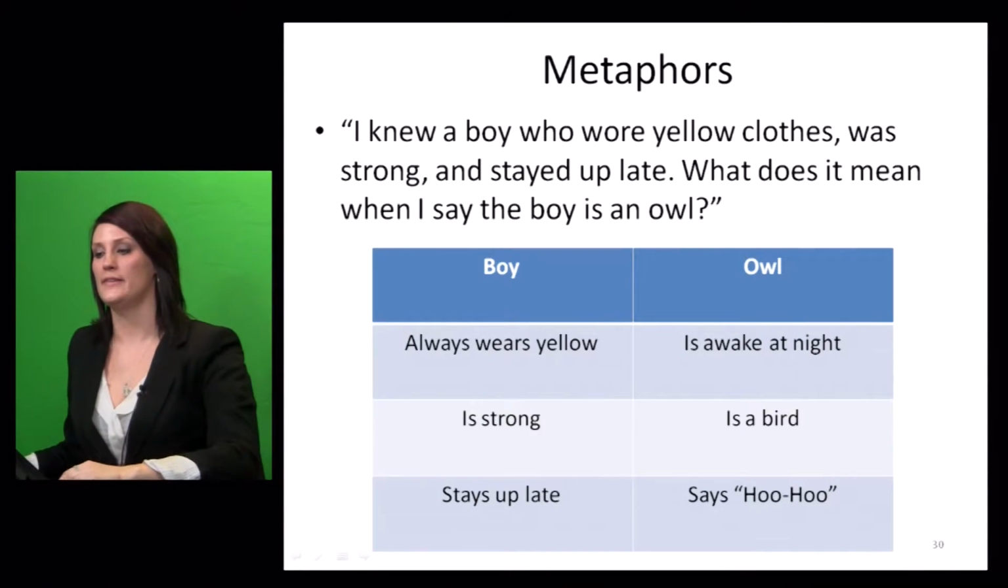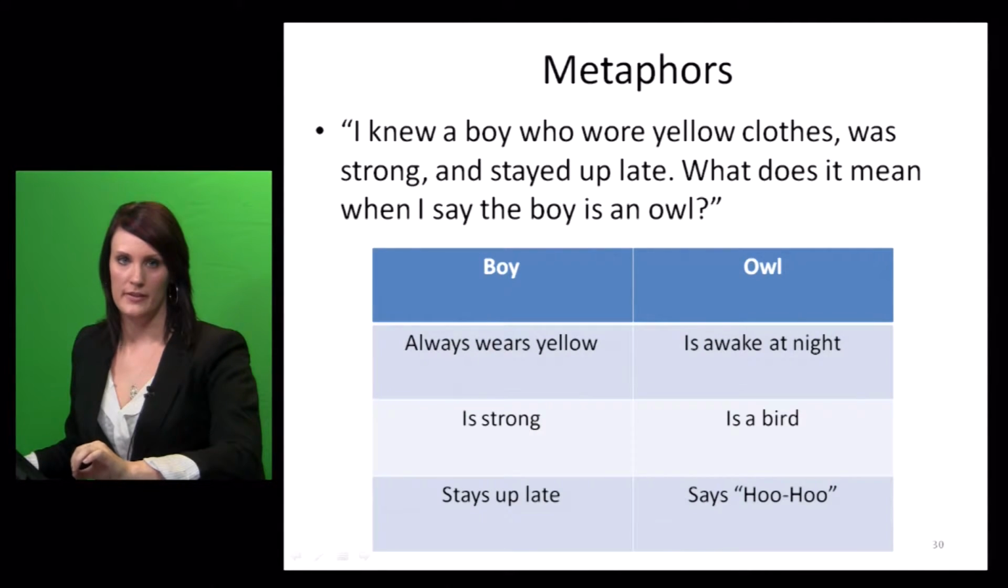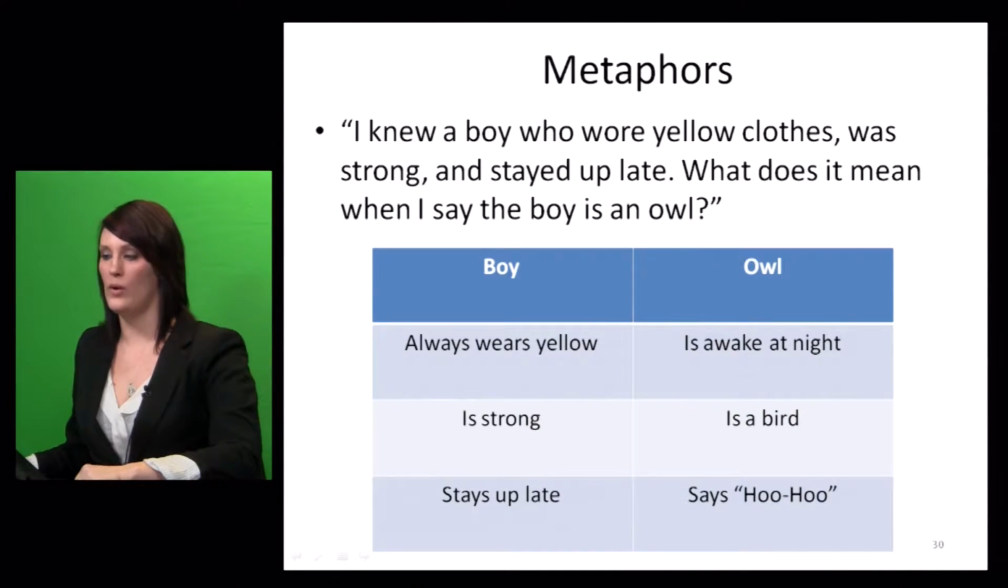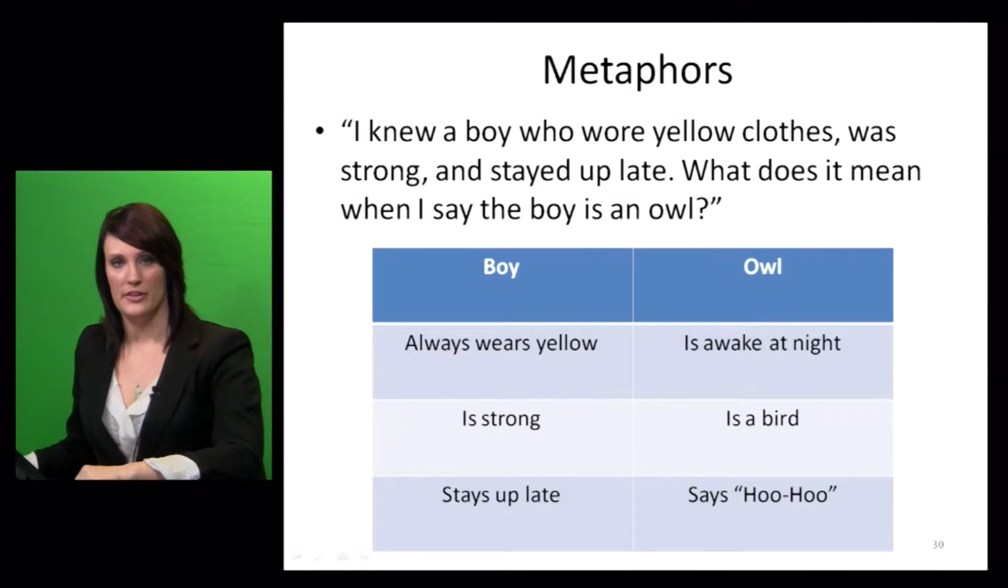We used stories that we created with somewhat unfamiliar metaphors. They weren't metaphors that you would hear every day and that these children may have heard every day, like it's raining cats and dogs. So here's an example. I knew a boy who wore yellow clothes, was strong, and stayed up late. What does it mean when I say the boy is an owl? As you can see, we set up this story so that the boy, the target of the metaphor, had a few different features that we stated, but we did not state the features of an owl.